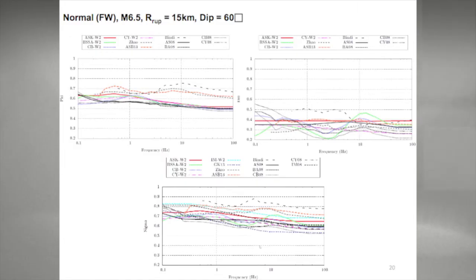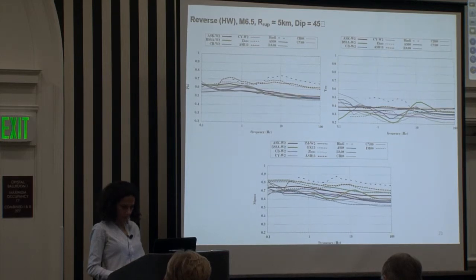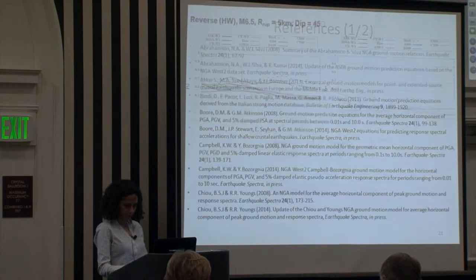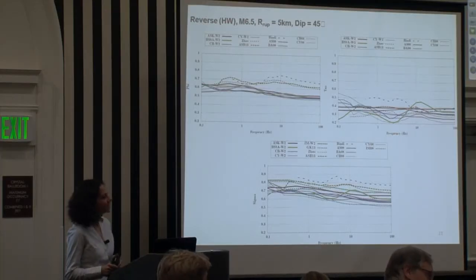Normal on the footwall, magnitude 6.5. Again, same kind of observations for phi, tau, and the total sigma. Reverse, magnitude 6.5. This is very similar kind of standard deviations to the normal 6.5. And that's it. Any questions for Linda on this, on their ergodic sigmas?